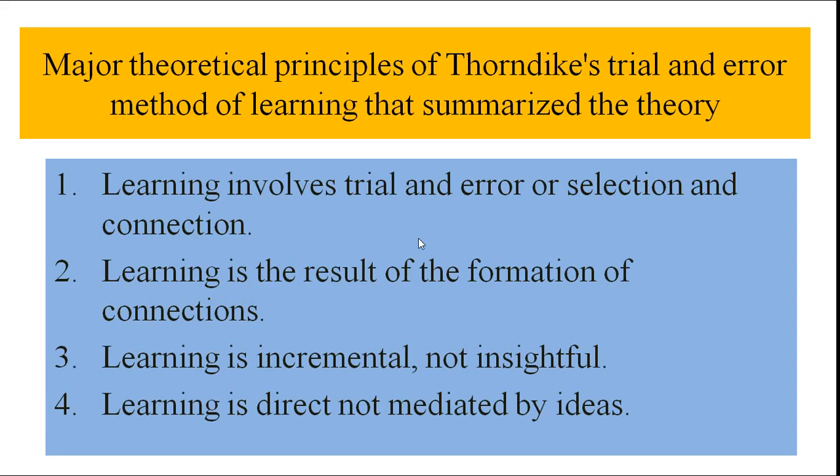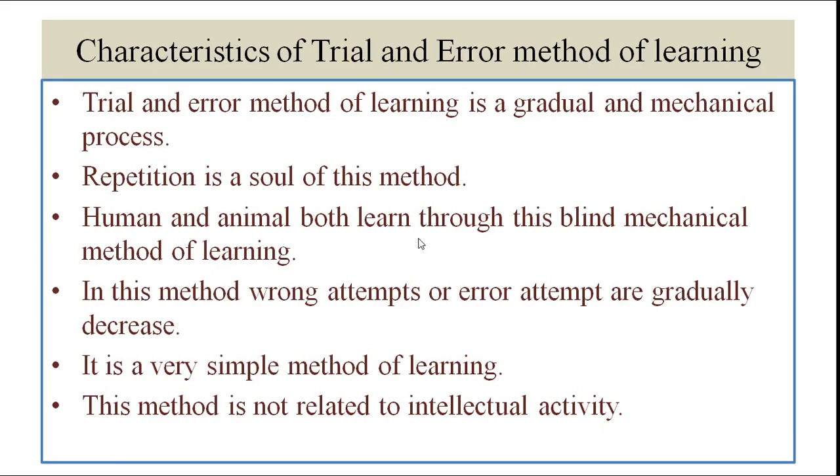So this is all about the major theoretical principles that summarize the theory of learning. And the next is the main characteristics of the trial and error method of learning. The trial and error method of learning is a gradual and mechanical process. It continues until you are able to complete the task, or until your error is 0. You have to follow these rules.